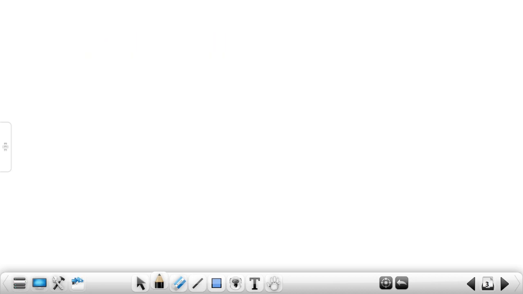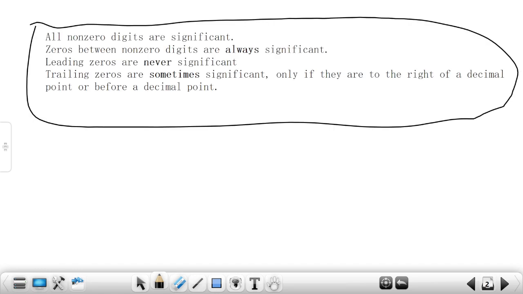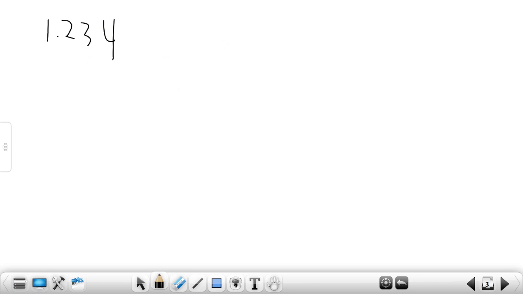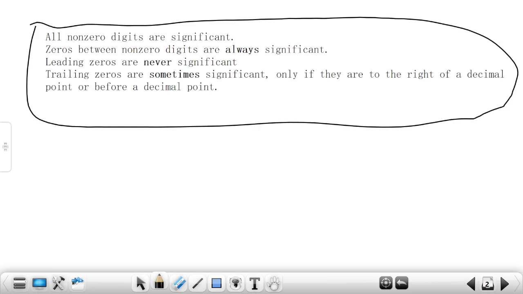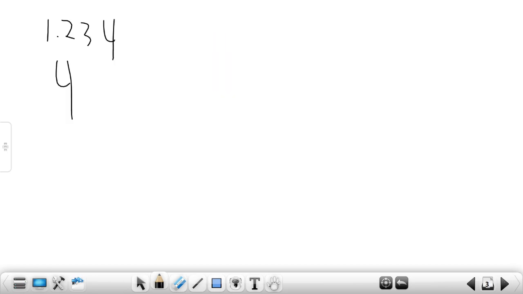Let's take the number 1.234. So this has no zeros, so we don't have to apply our three other rules. This just has 4 digits. We don't need to worry about the decimal point since there are no zeros. Since they are all non-zero digits, there's 4. If we go back over to our rules here, all non-zero digits are significant. So, for example, if we take 1.2, 1.2 has 2 significant figures, or we call them sig figs for short.